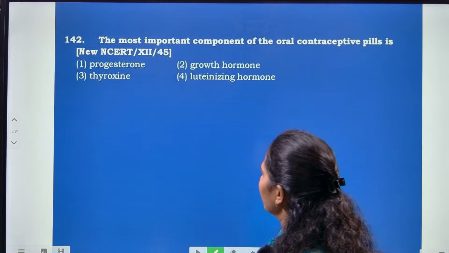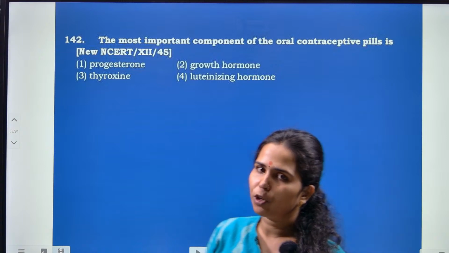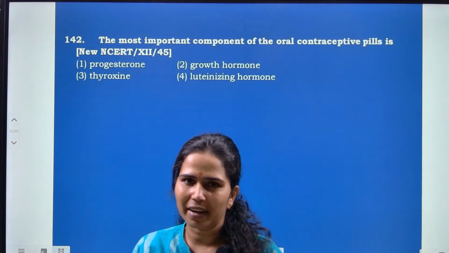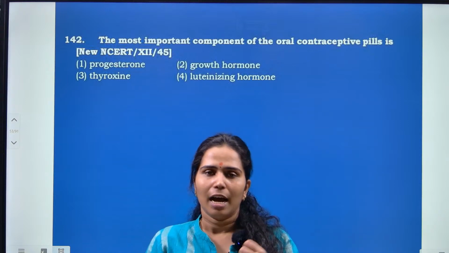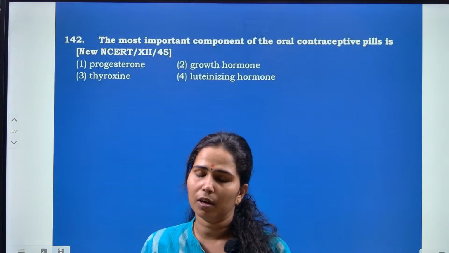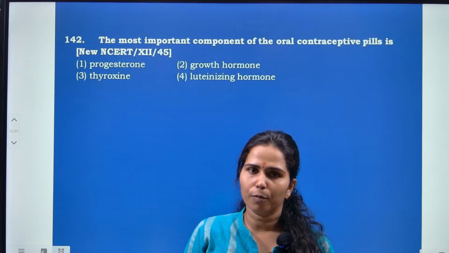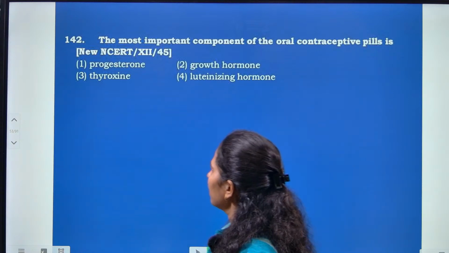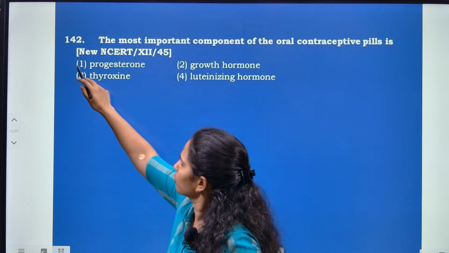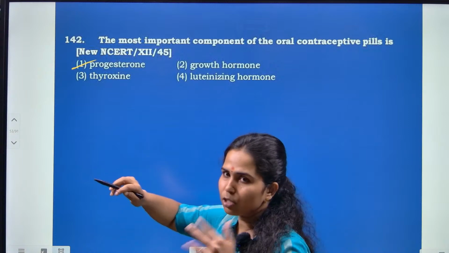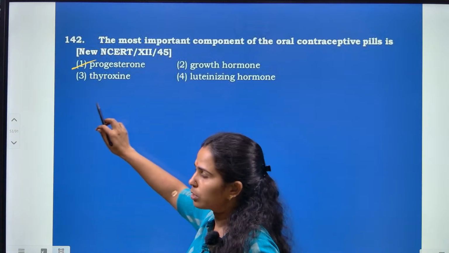Right. So next question, the most important component of the oral contraceptive pill is. Now the oral contraceptive pill is going to prevent the fertilization process. So what does it contain? The major component is either the progesterone hormone or the estrogen, or it may be a combination of both hormones. Here they have given progesterone, thyroxine, growth hormone, luteinizing hormone. It is always the progesterone, or in combination with estrogen, that forms the oral contraceptive pill to control birth.